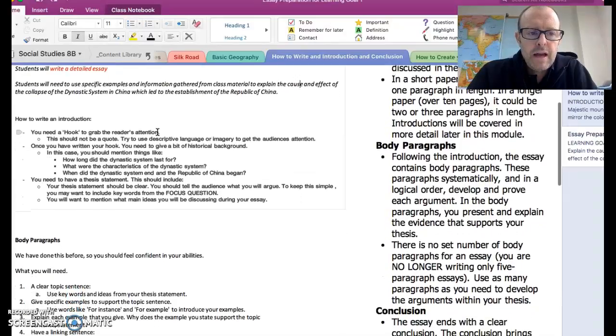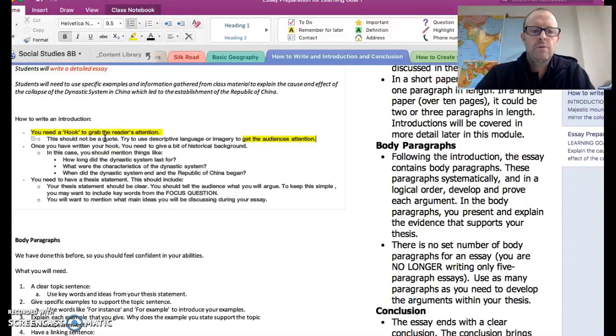Okay, so we're going to look at how to write an introduction. So the first thing that we need to do is we need to write a hook. Okay, and this is going to get the audience's attention. All right, and you also need to give a bit of historical background. Okay, so the historical background is right here. Okay, and we will look at specifically what you can do. So let's take a look at it.